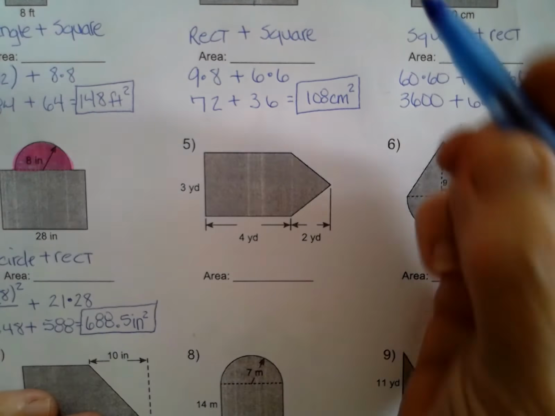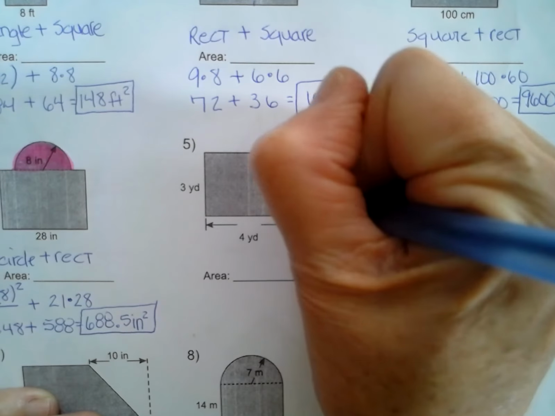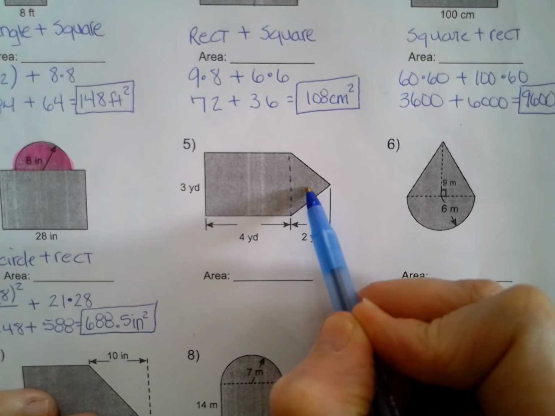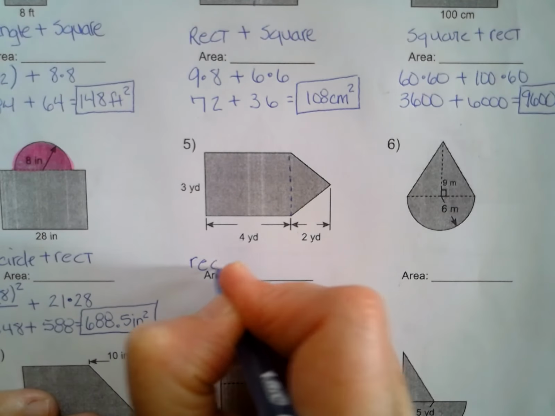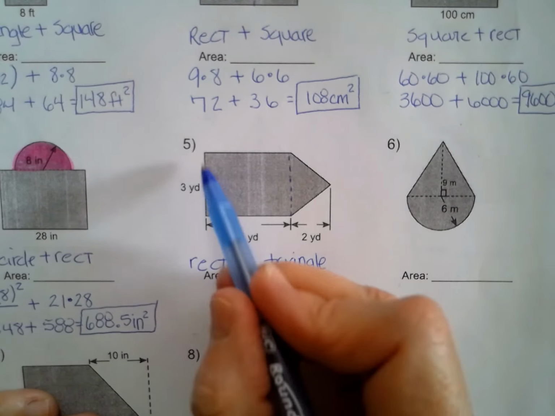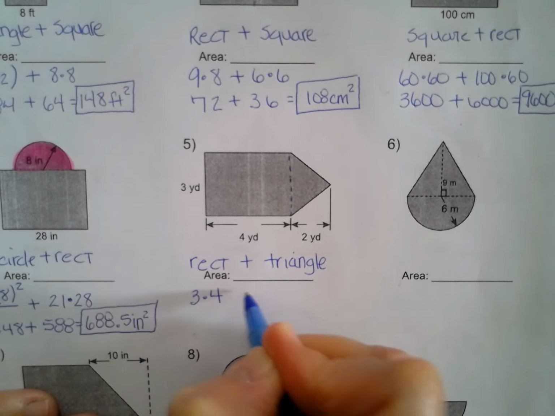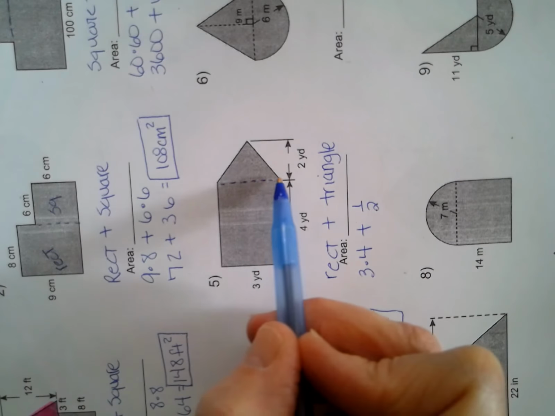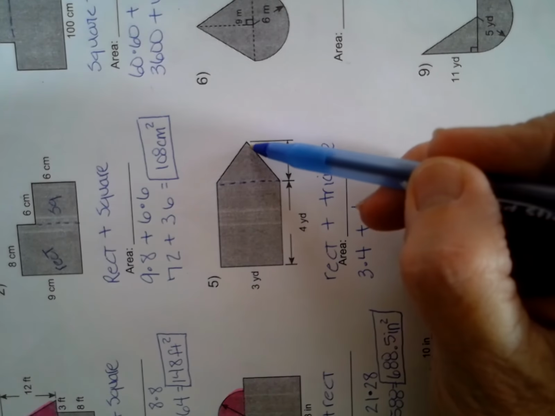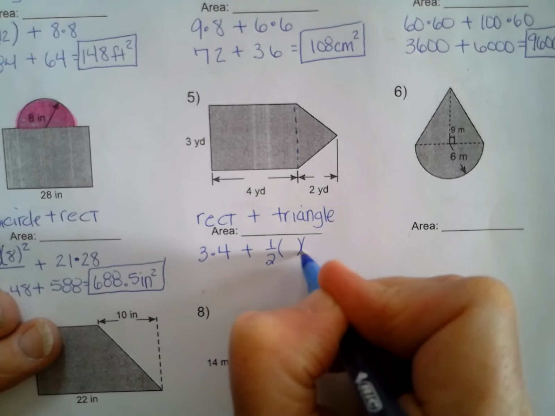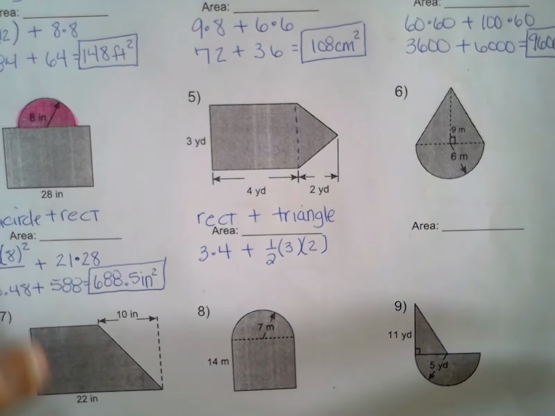Number 5. Okay, number 5, I'm going to put me a little imaginary line right down through here. And I have a rectangle and a triangle. So we have a rectangle that we're going to add to a triangle. So the rectangle would be 3 times 4. Triangle is 1/2 the base, and the triangle's turned sideways, so if we turned it straight up and down, this would be the base, and that's 3. And the height is 2. So base of 3, height of 2.